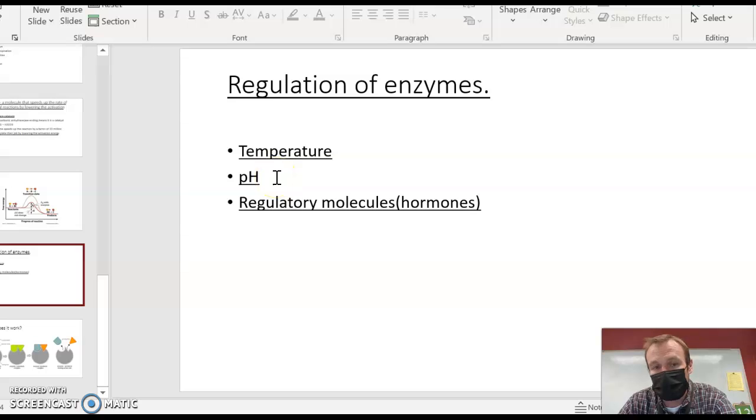pH, and we'll learn about this one next week, which is the acid-base scale. But if things get too acidic or too alkaline, that can cause the enzymes to go into action to restore homeostasis. And then also regulatory molecules or hormones can also serve a purpose to regulate enzymes.